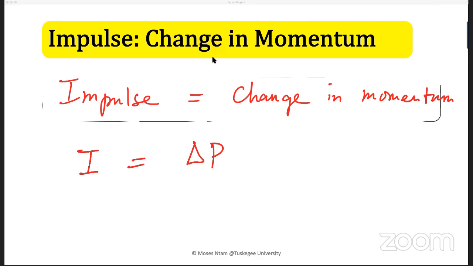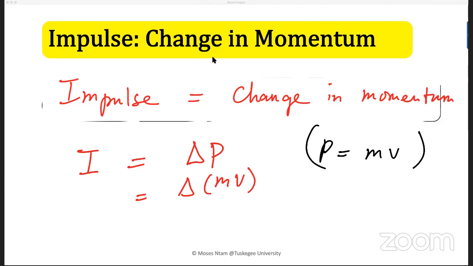Okay, and since we know that P equals M times V, the impulse is simply equal to the change in M times V. But since the mass of regular objects is constant, you can pull the M out and you can write this as M times change in V.